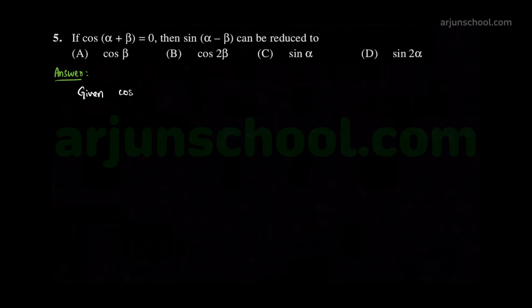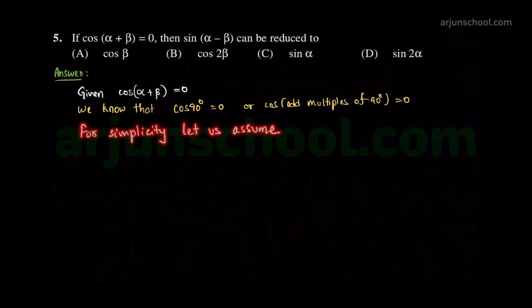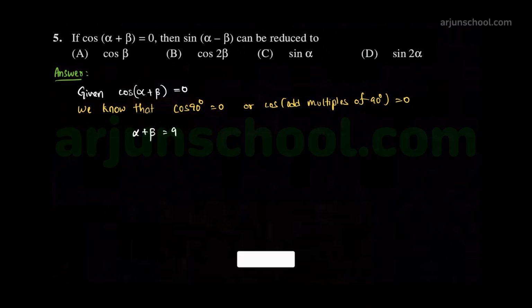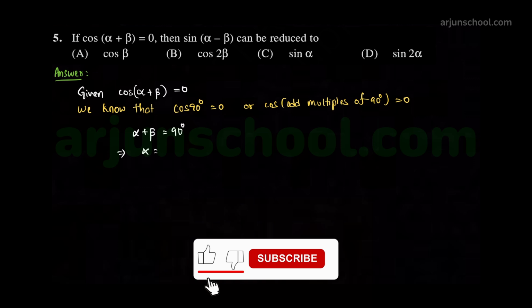We are given cos of alpha plus beta is equal to 0. We know that cos 90 degrees is equal to 0, or cos of odd multiples of 90 degrees is equal to 0. For simplicity, let us assume that alpha plus beta is equal to 90 degrees. That implies alpha is equal to 90 degrees minus beta.